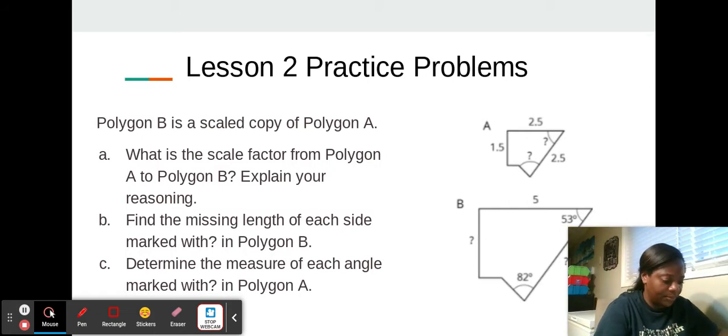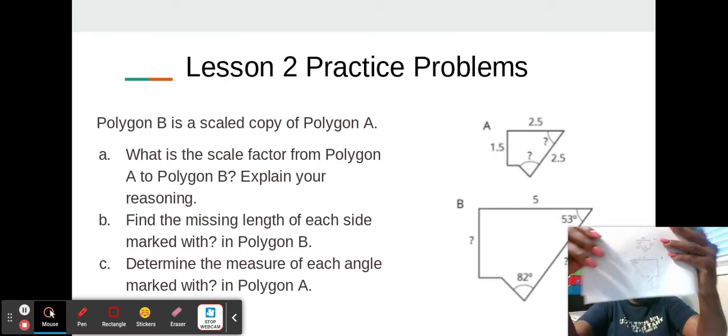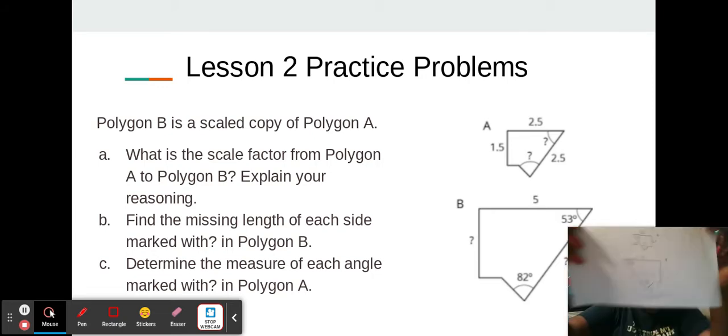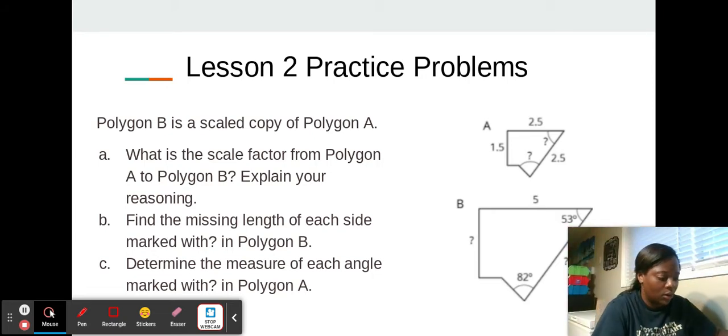Number 3, it says polygon B is a scale copy of polygon A. We got these two polygons at the bottom. Okay. What is the scale factor of polygon A to polygon B? Scale factor? We didn't even say that word today. What does scale factor mean?